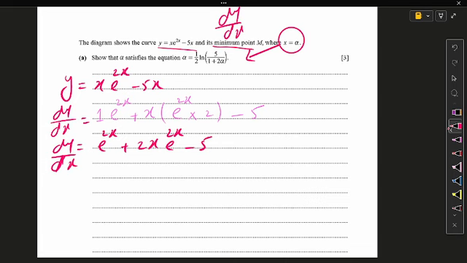Okay, because this is a minimum point, meaning the stationary point, its dy by dx should be equal to 0. So at this place I am going to put 0 over here, and I have e raised to the power 2x plus 2x e raised to the power 2x minus 5. What you have to do now, you have to take e raised to the power 2x common from the first two terms. Once I took e raised to the power 2x common, inside I have 1 plus 2x and minus 5 will retain as it is.